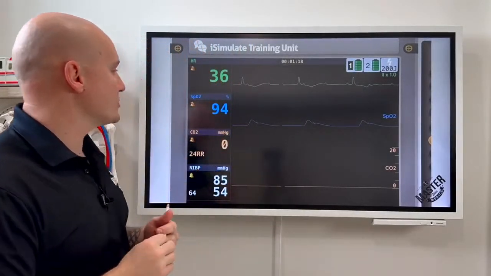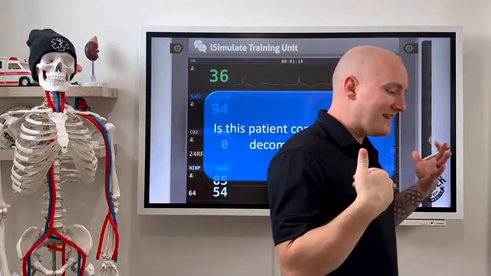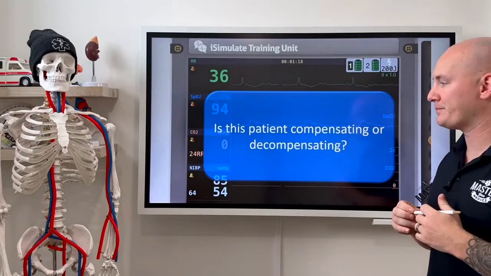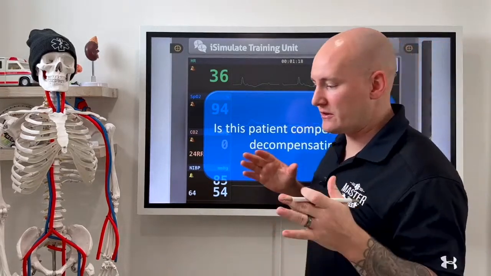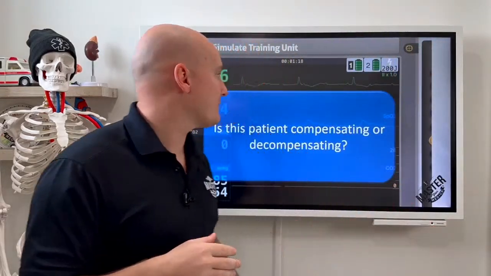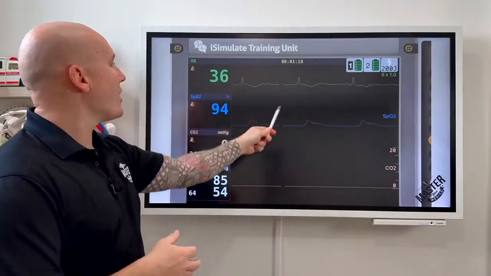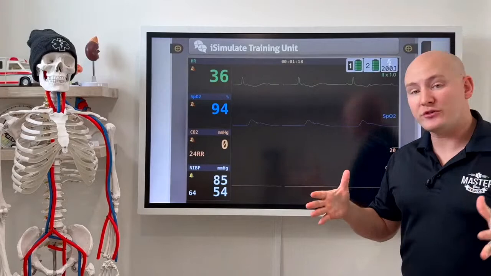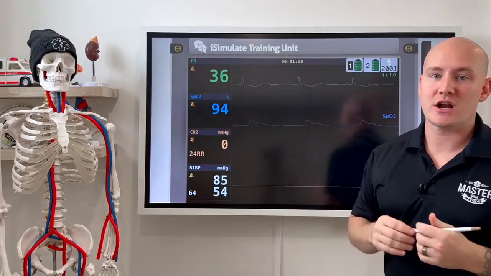My first question to you is: is this patient compensating right now, or are they decompensating? Are they in a lot of trouble right now? Go ahead, put that in the comments. I would agree with you that this patient is not compensating at all. In fact, the compensating factors that we use to manage our blood pressure and perfusion are not working because of damage to this heart during this myocardial infarction. So in this particular case, what we're dealing with is a decompensated state of cardiogenic shock.